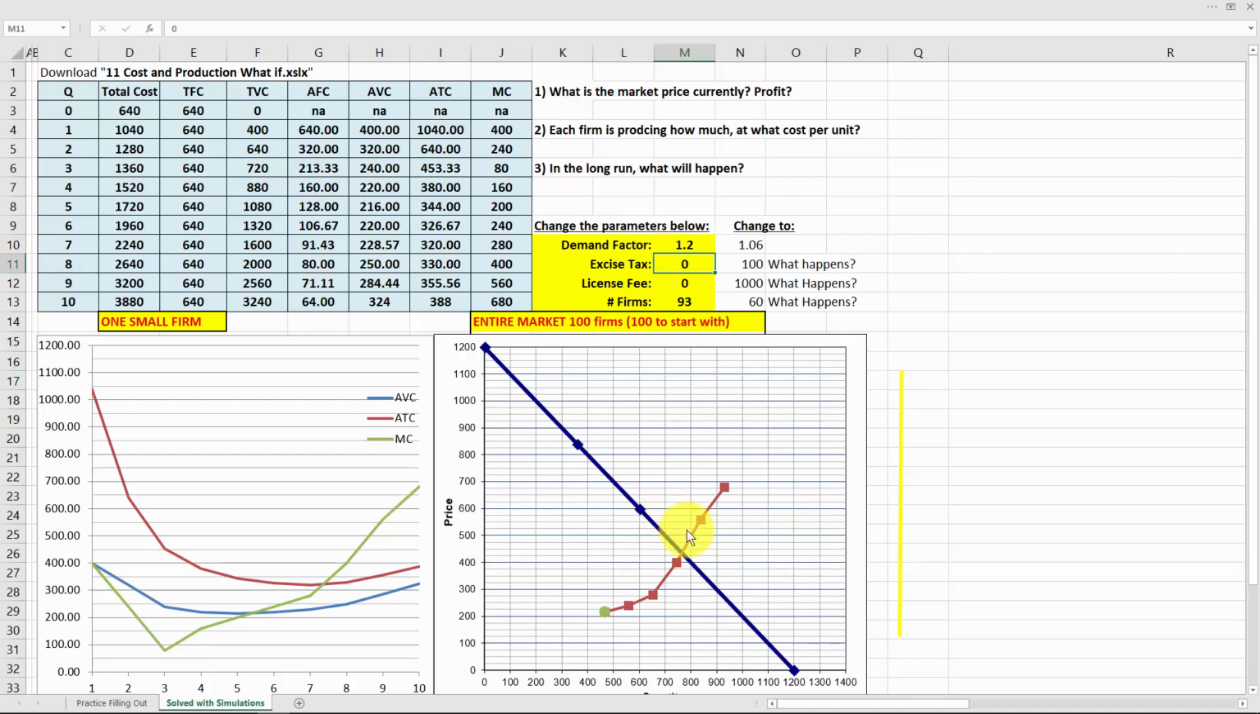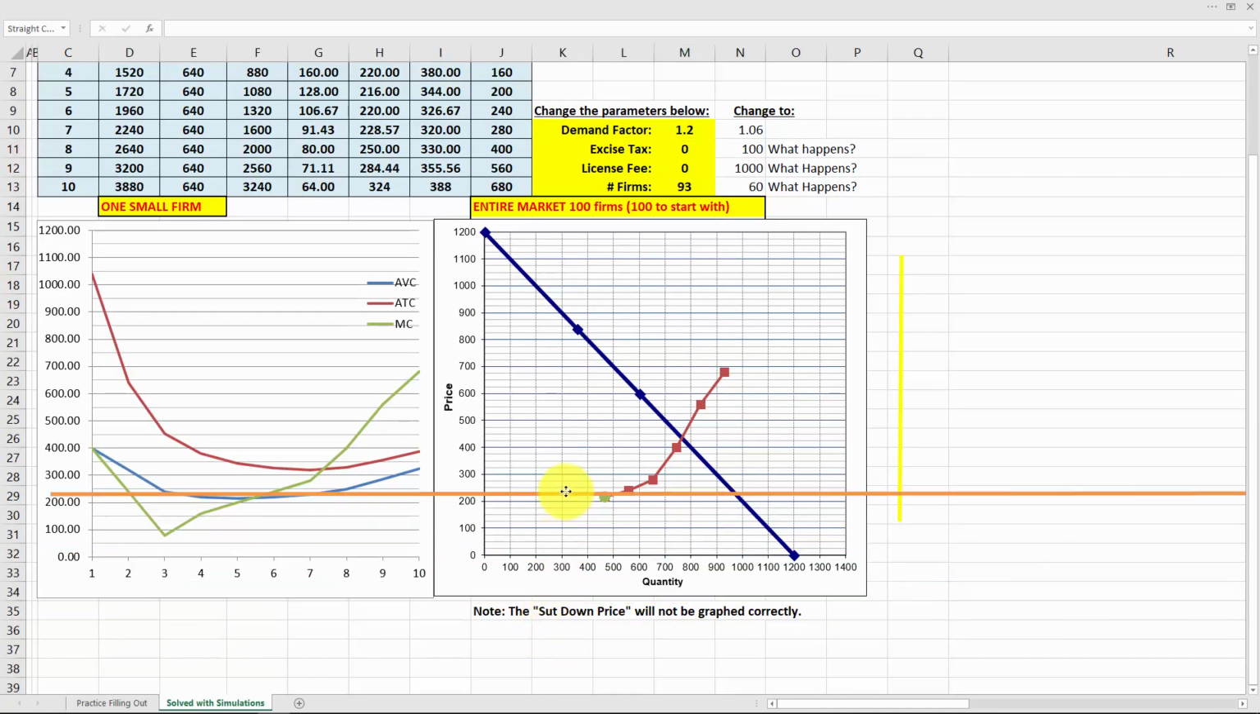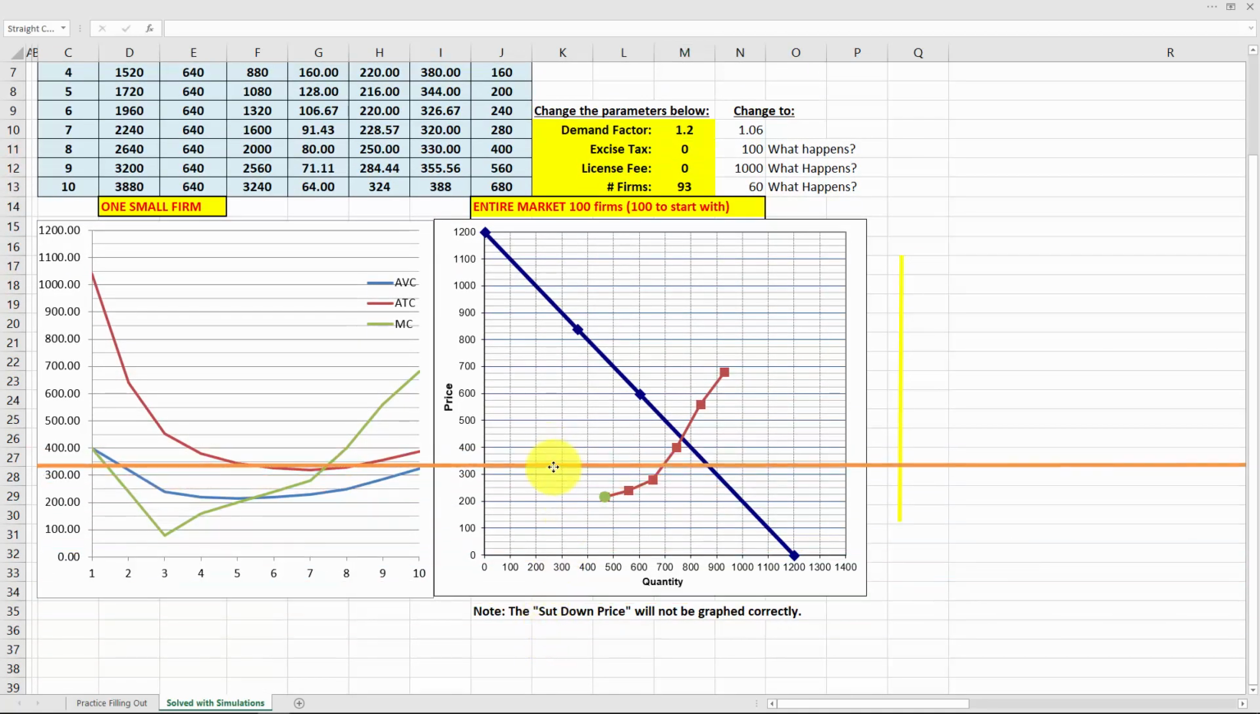Oh, well, since now the market price is above 320, firms are making profits. Let me bring up this little orange bar here so we can see. I'm moving this orange bar up to the minimum of the average total cost, $320. And anytime this equilibrium price is above $320, we're going to have entry. Anytime the equilibrium price is below 320, we're going to have firms exiting. So let's see what happens.